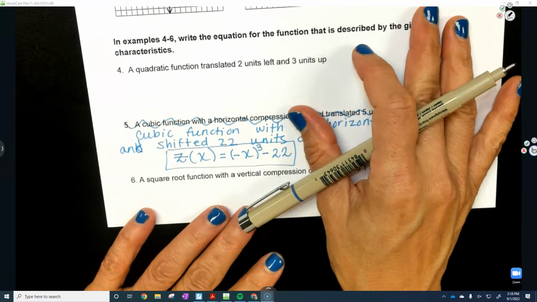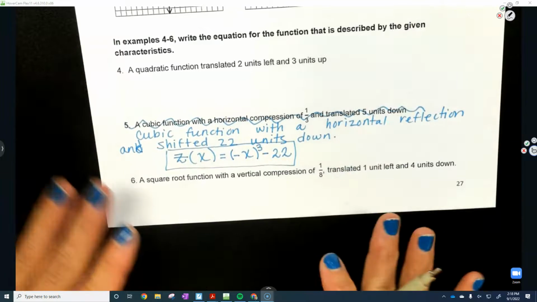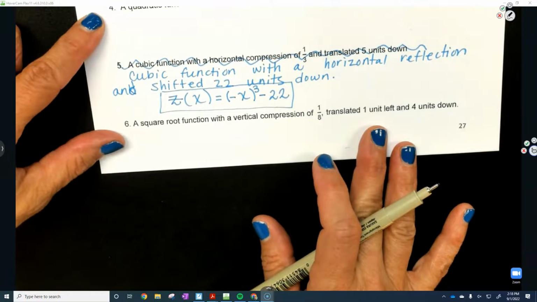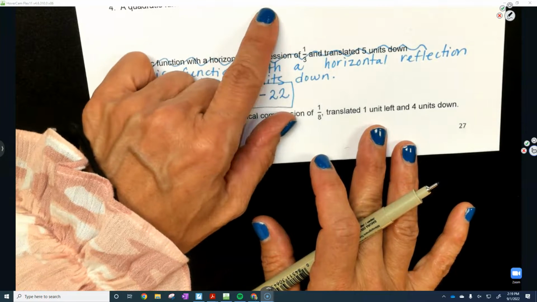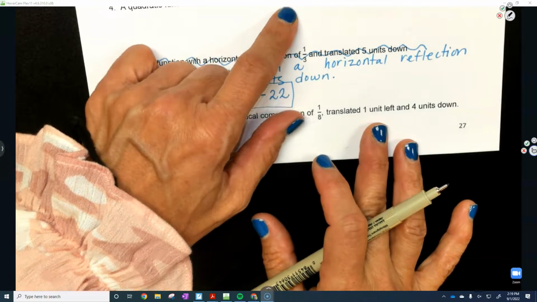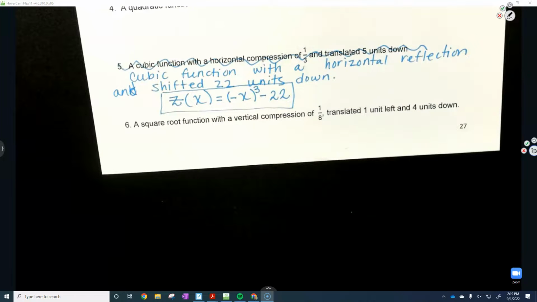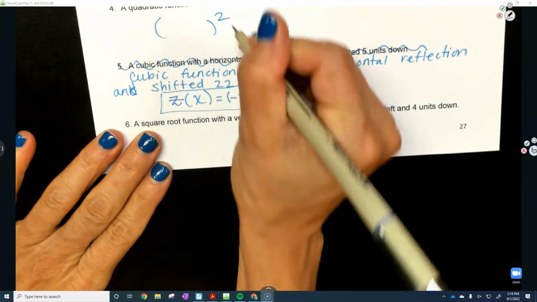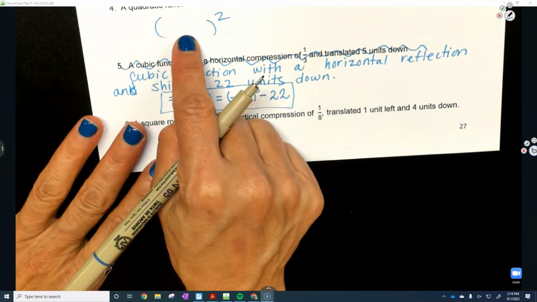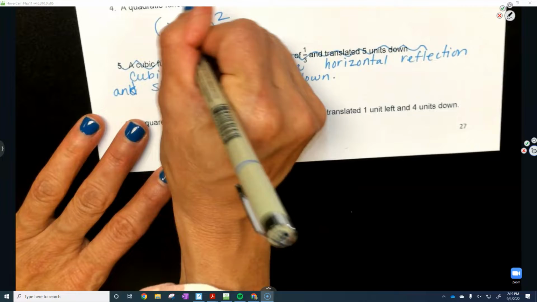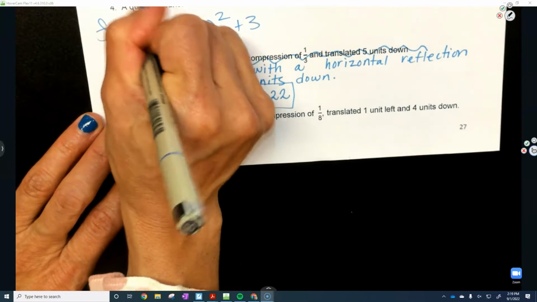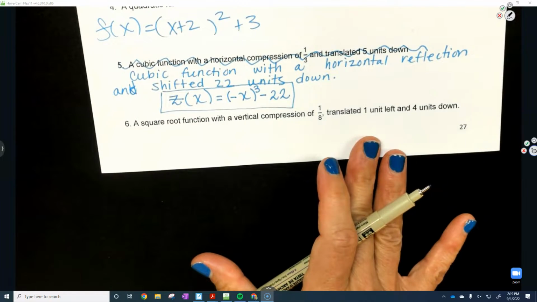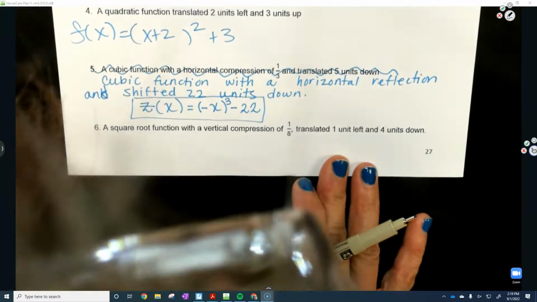Let's go ahead and, since you have a quiz, practice 4 and 6. Look at number 4. A quadratic function translated 2 units to the left and 3 units up. So for a quadratic, what's the exponent on a quadratic? What goes in here? You tell me. Indeed. What goes out here? Good. And then just write f of x equals. Oh, I was off the screen. You did a good job.